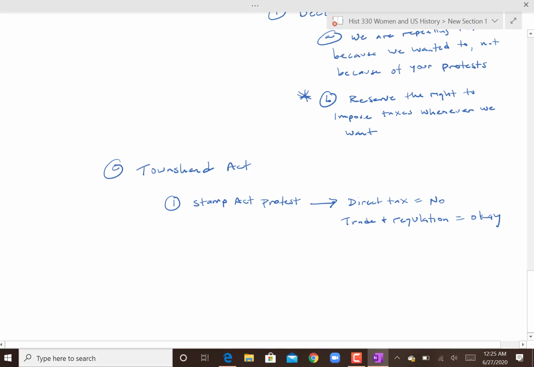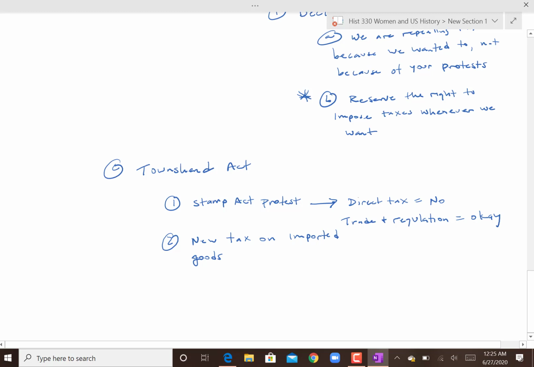So the Townshend Act then focused on that. They said, okay, fine. We won't do direct tax on colonial goods that are in the colonies. Instead, we'll focus on creating a new tax on imported goods. More like the Sugar Act. Right?